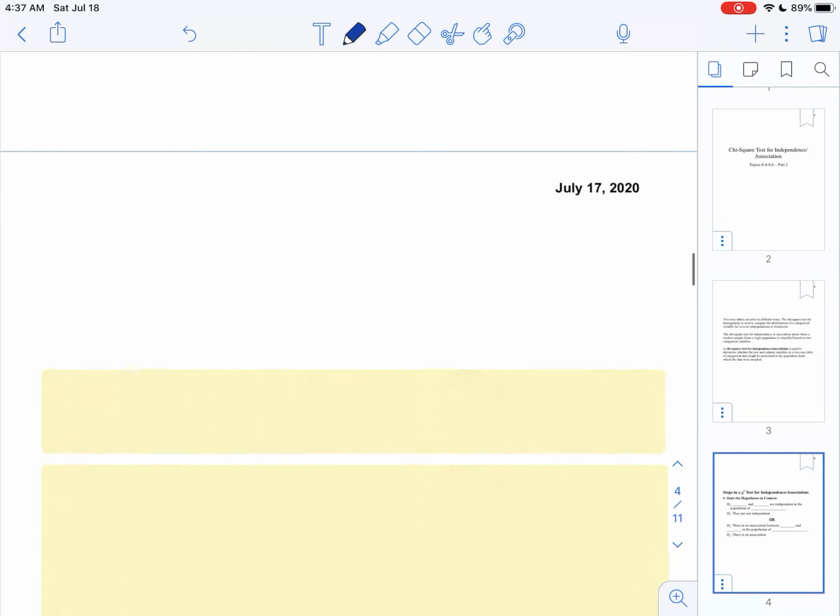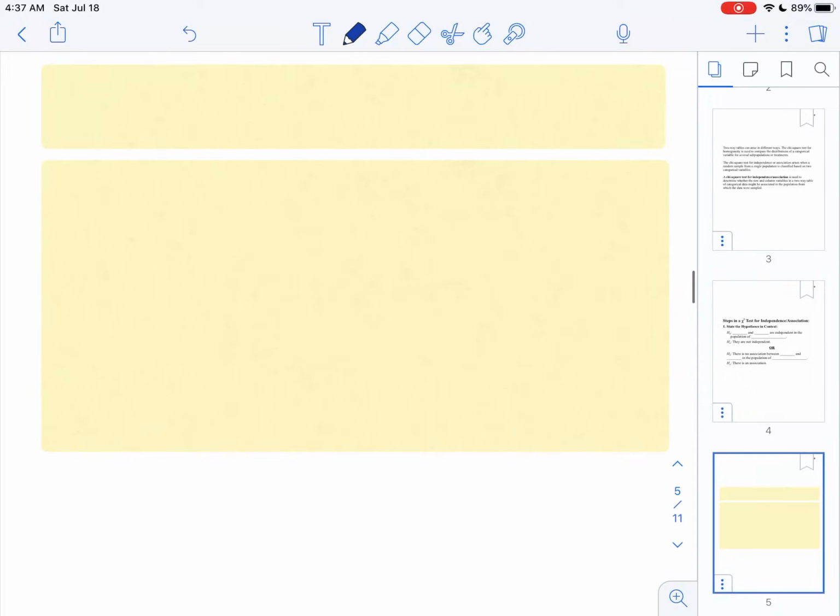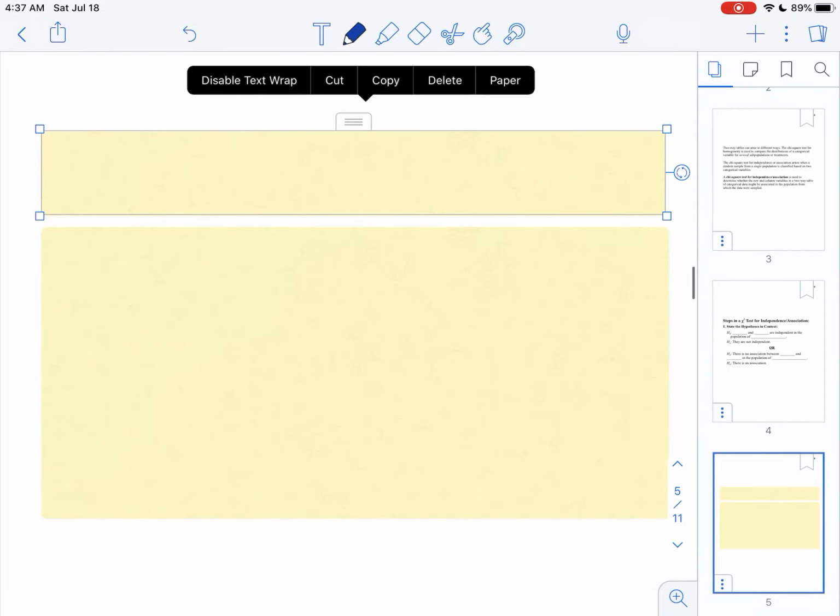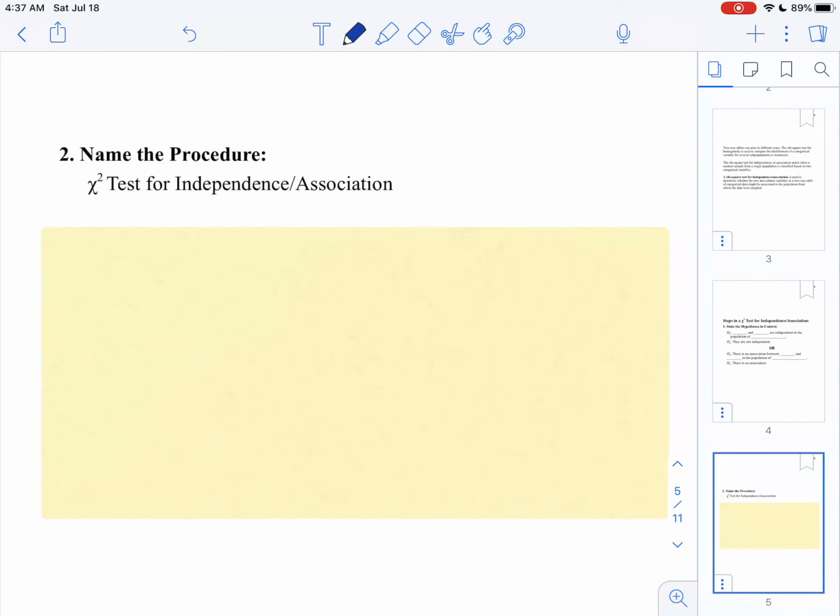So then for step 2, what do we do? Yep, name our procedure, and that's really easy. We call it either our chi-square test for independence or we call it our chi-square test for association.